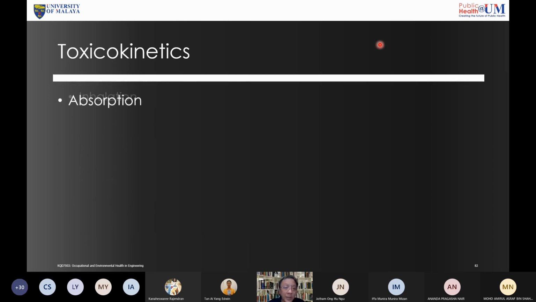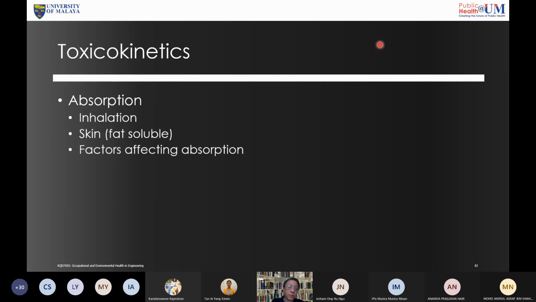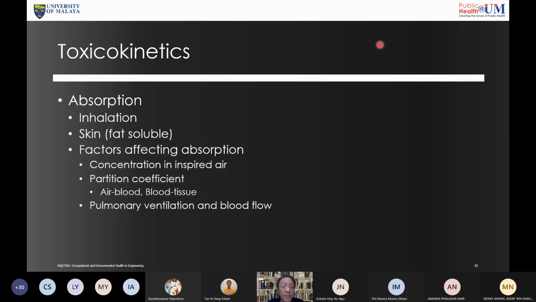For absorption and toxicokinetics of the chemical, most probably the route is inhalation. It's fat soluble, so it can also come through the skin. Factors affecting absorption include concentration in inspired air, the partition coefficient of the chemical, air-blood or blood-tissue partition coefficient, how fast you're breathing, what you're breathing. We look at pulmonary ventilation or blood flow. This basically depends on the activity, what type of activity you're doing, whether you are sitting in an office or working in the field or on the factory floor.